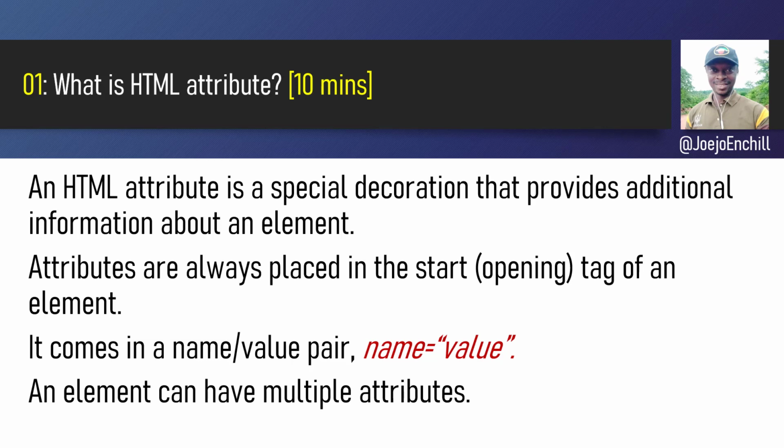Always know that we place attributes in the beginning or opening tag of an element. So to place an attribute, just after the name of the element in the beginning tag, we place all attributes there before the right angle bracket of the same opening tag. So it goes inside the opening tag after the name. Know that an element can have multiple attributes. Okay, so let's enter our coding arena to see how attributes look and the extra information they provide on an element.